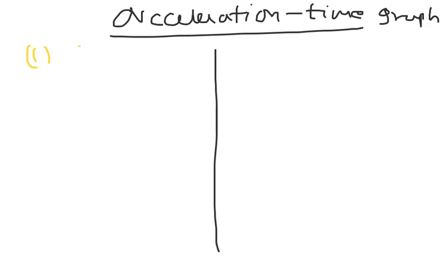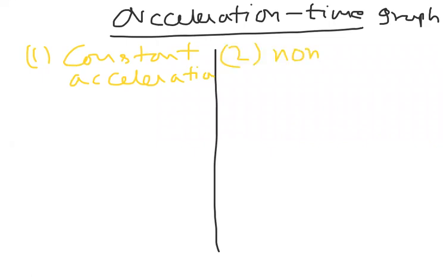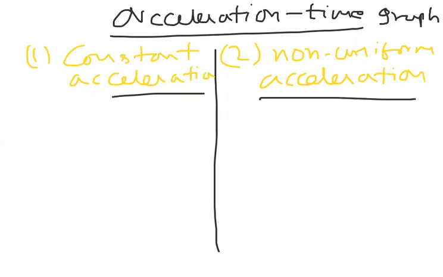Let us take one: constant acceleration. The other one is non-uniform acceleration. Constant acceleration is also called uniform acceleration. Only two conditions we are going to discuss here. If you want rest, that one we can also discuss. That is not an issue.